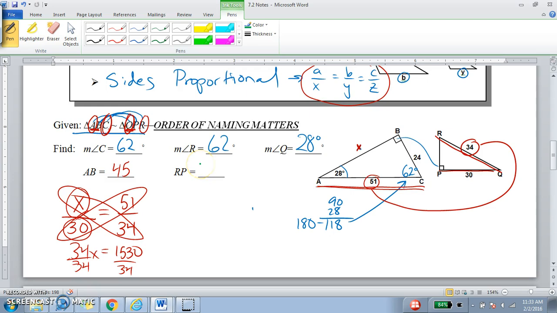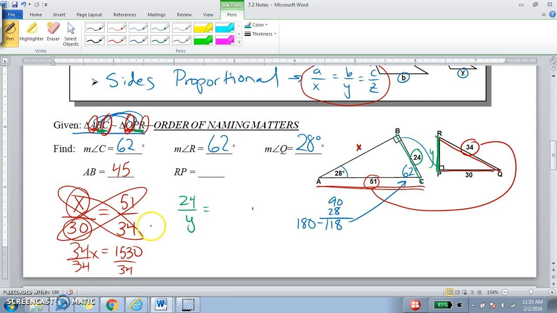So same thing for RP. RP, let's just call it Y, make it simpler. So if this is Y, we need to figure out what it matches up with. So R and P are the second and third letters. B and C are the second and third letters. BC matches up with RP. So we're going to write 24 over Y for this one.